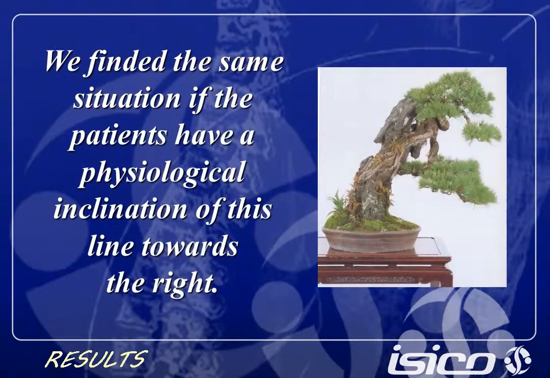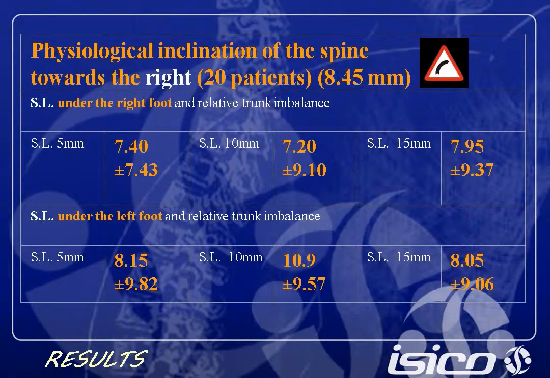We found the same situation if the patient had an inclination of this line toward the right. You can see the group of 20 patients with the inclination of the trunk toward the right. At 5, 10, and 15 millimeters with the shoe lift under the right foot, the situation is almost the same. Same case with the shoe lift under the left foot, 5, 10, and 15 millimeters, the situation doesn't change.